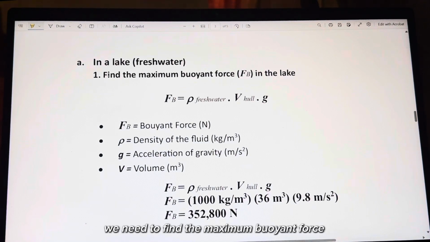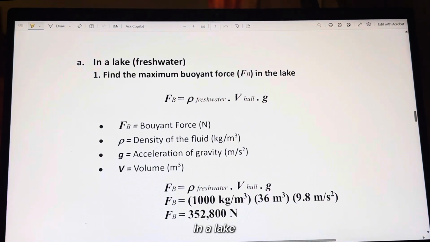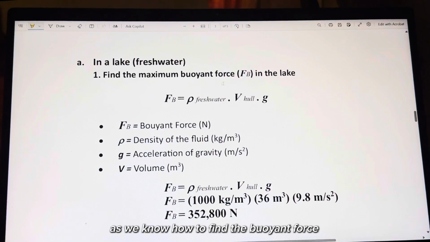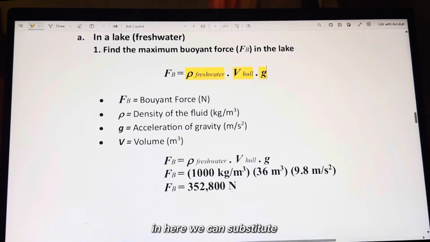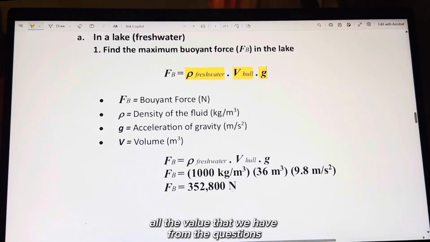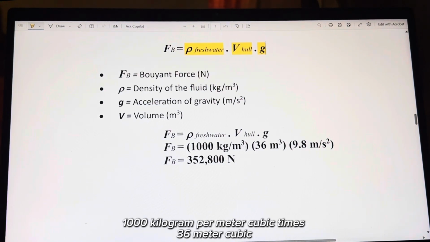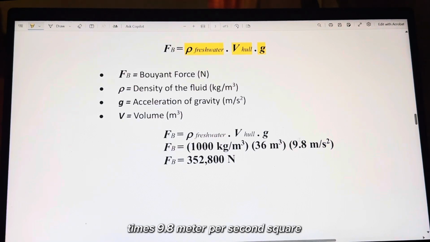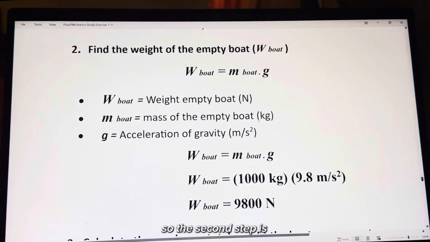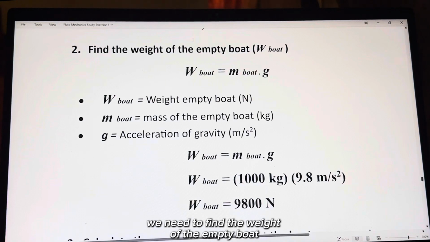The first step is to find the maximum buoyant force in the lake. The formula is buoyant force equals rho of the water times the volume times the acceleration of gravity. Substituting the values, buoyant force equals 1000 kilograms per cubic meter times 36 cubic meters times 9.8 meters per second squared, which is 352,800 newtons.